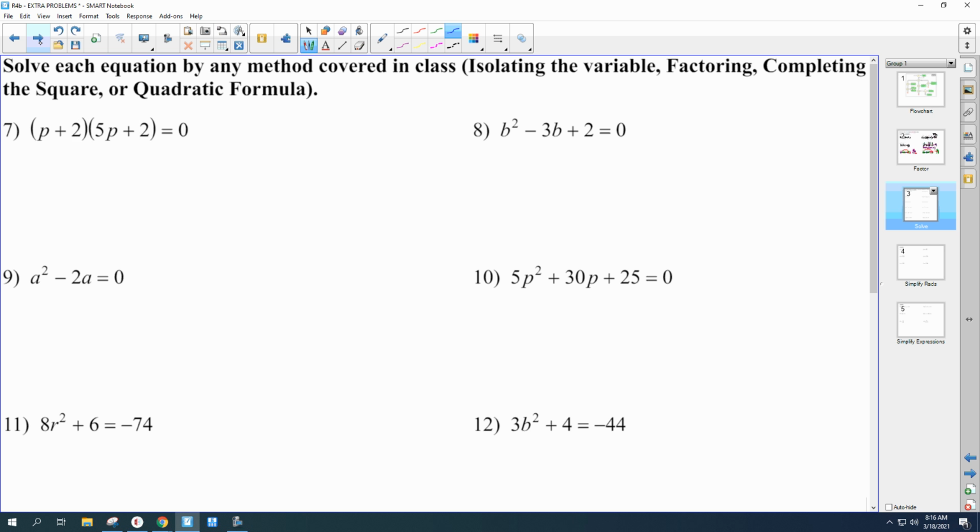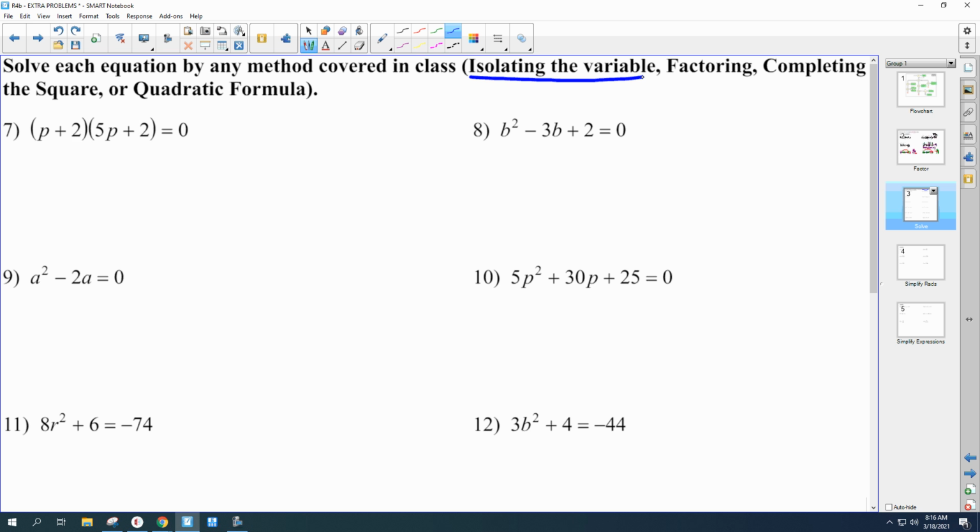Then we have a problem set that talks about solving. Okay, and in this chapter we can solve by factoring, completing the square, using the quadratic formula, but we also isolate the variable. We like isolating the variable, and that happens when there's only one variable. If there's only one variable, isolate it. Otherwise, use any of those 3 methods.